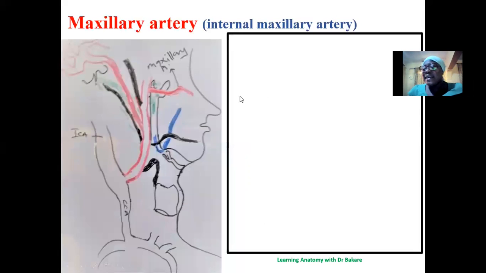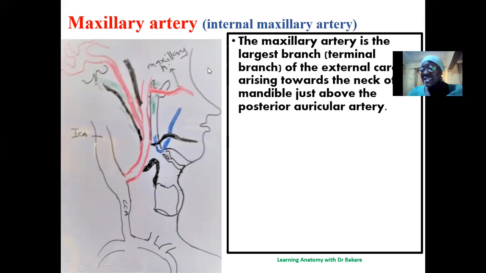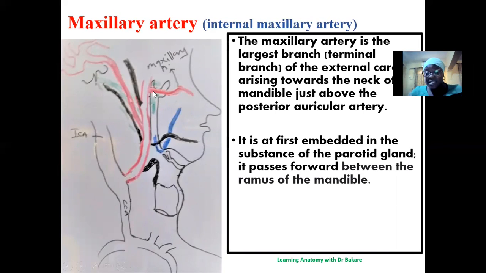Then the maxillary artery. The maxillary artery can also be referred to as the internal maxillary artery. This is one of the terminal branches of the external carotid artery. So as it originates in the anterior part, it is first embedded within the parotid gland. As it originates, you see it within the substance of the parotid gland, and it originates around the neck of the mandible.